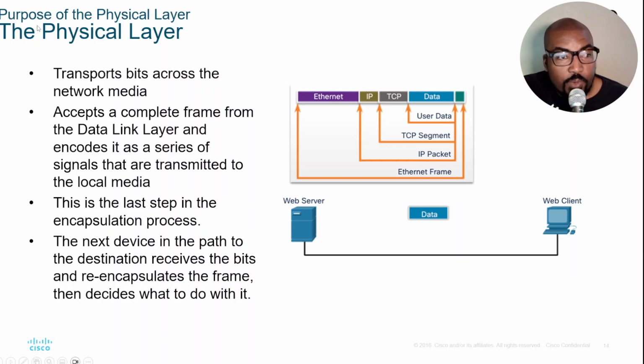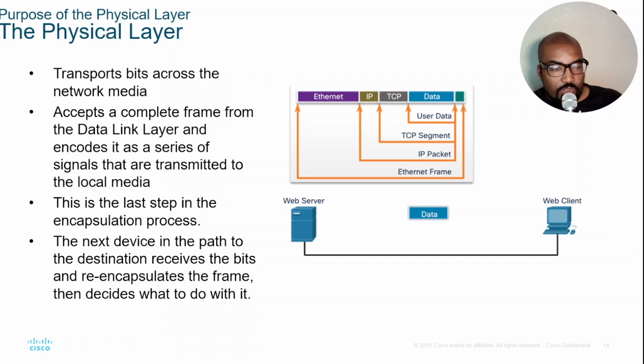The physical layer transports the bits across a physical medium, accepts complete data frames from the data link layer, and encodes them as a series of signals that are transmitted onto the local media. A series of signals, so don't forget that. Those are the raw bits, those ones and zeros that are flashing. This is the last step as it encapsulates the process. This is the very, very last step.